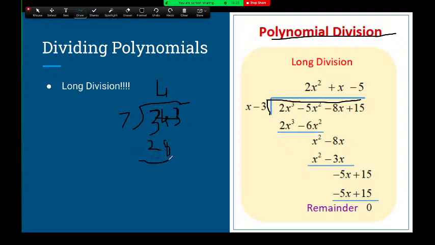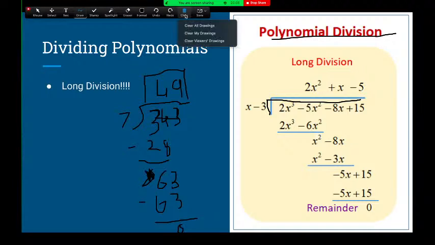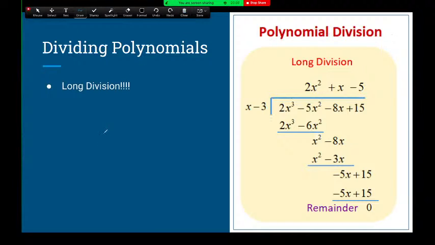And you do 34 minus 28, and you get 6 over here, and you keep doing it until you solve the problem. 7 times 9 is 63, so minus 63, and that's 0. So you know this long division? It's the same process for polynomial division, except you have more stuff to do.